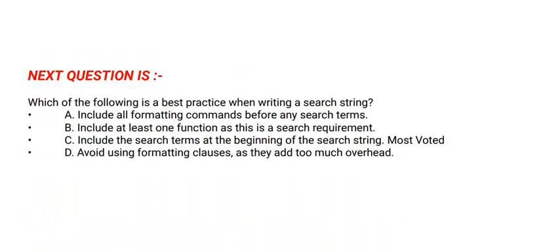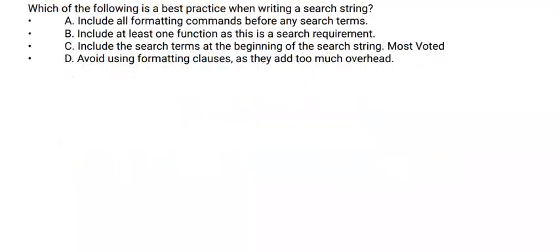Next question is, which of the following is a best practice when writing a search string? Options are, option A, include all formatting commands before any search terms. Option B, include at least one function as this is a search requirement. Option C, include the search terms at the beginning of the search string. And option D, avoid using formatting clauses as they add too much overhead. The correct option is option C.